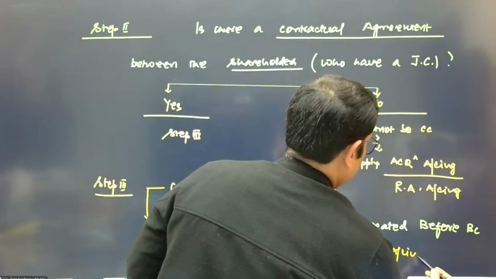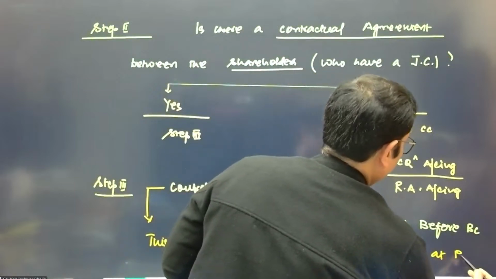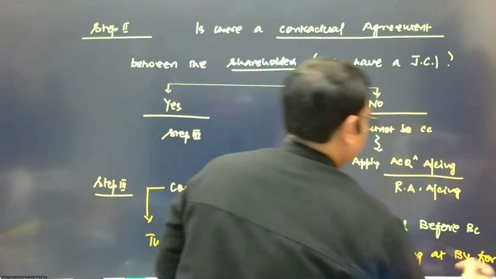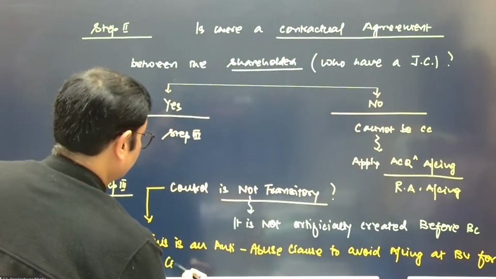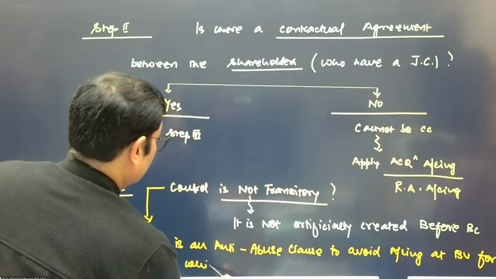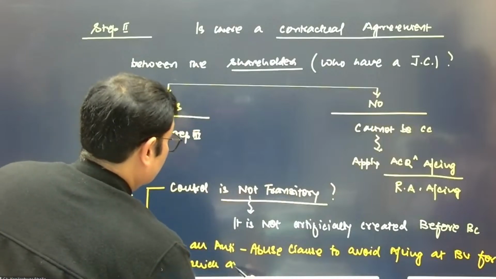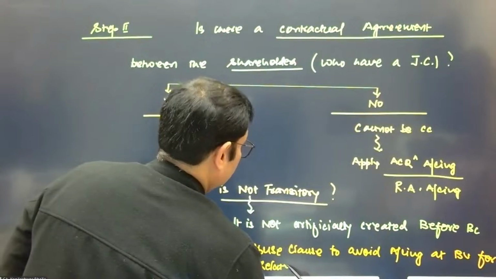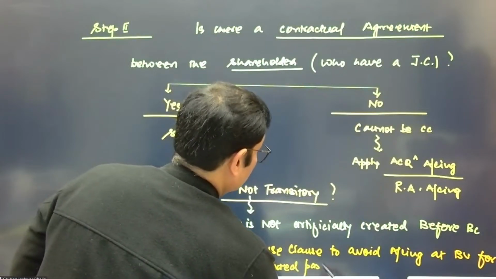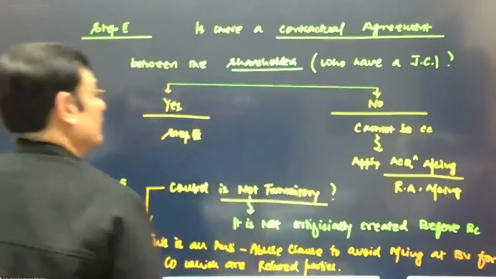This is an anti-abuse clause to avoid accounting at book values for companies which are related parties. So they are related parties, but this is artificially created for a couple of days or maybe a couple of months before.